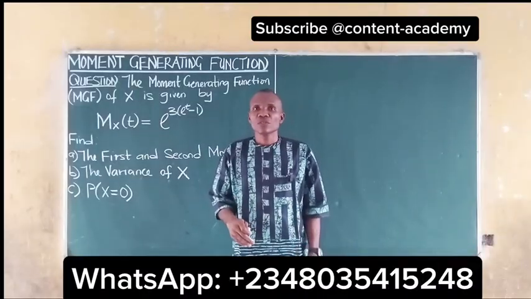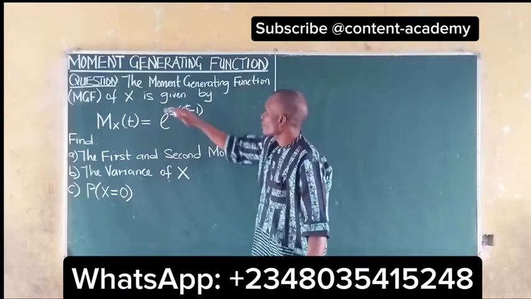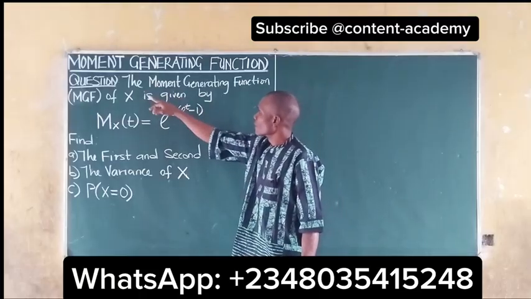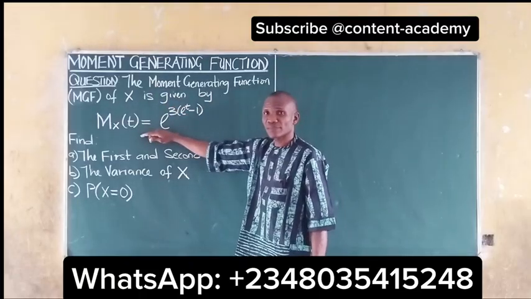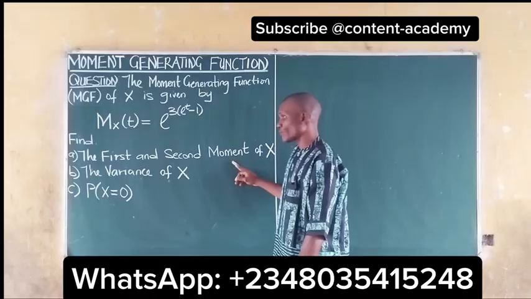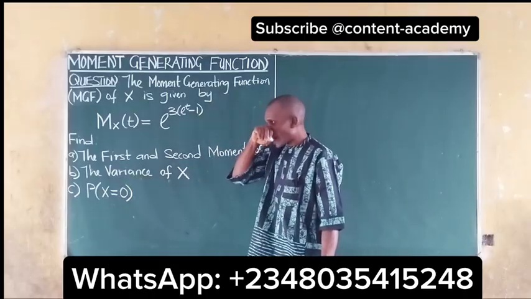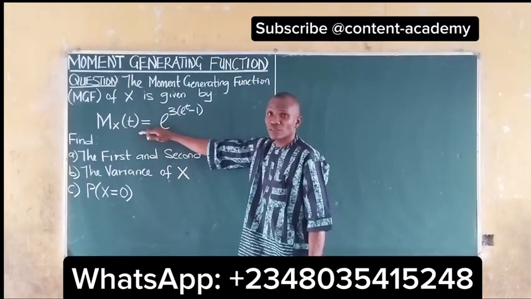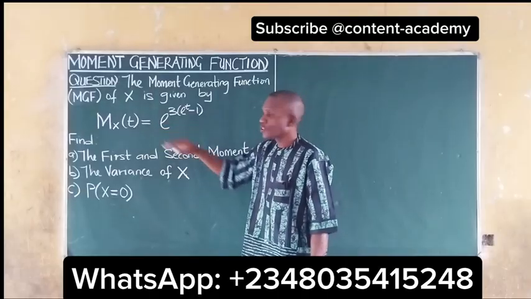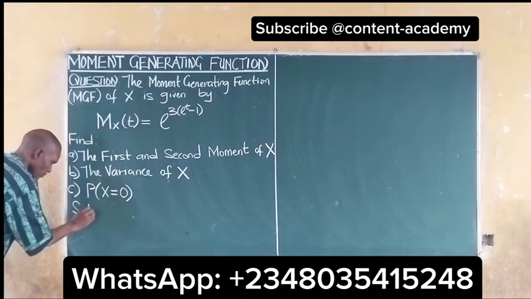In this video, we shall be discussing moment generating functions, and we'll be solving an equation on moment generating functions. This time, we are given the moment generating function to be this, and we are asked to find the first and second moment of x and the variance of x. If you look at this distribution or this PDF, it looks like a Poisson distribution. Now, how do we go about this? Solution.